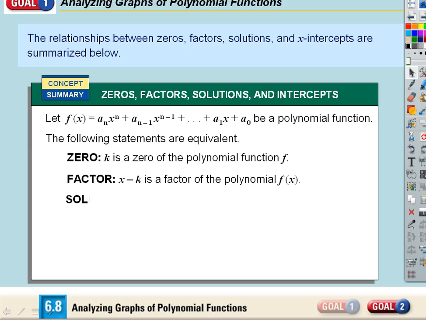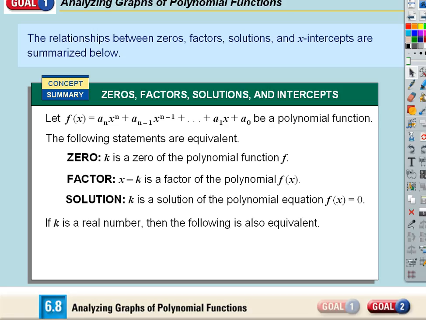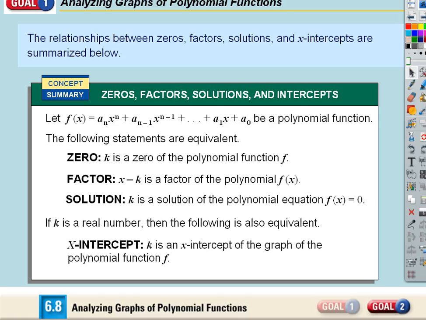And then the last one. Now this is important to recognize here that we're only talking about real numbers. If k is a real number, if it's not, this doesn't apply. But if it is a real number, then the following is also true and equivalent to the first three statements. k is an x-intercept of the function. Okay, remember that only if it's a real 0, though, does it correspond to an actual x-intercept. If it's an imaginary 0, it won't show up that way.